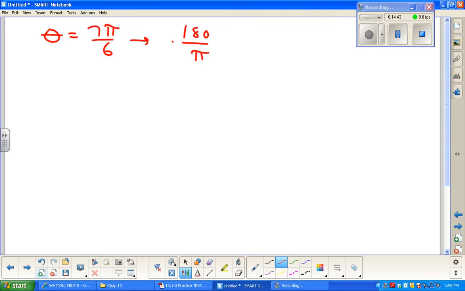Okay, and we should end up with, if we do 7 times 180, and then divide by the 6, and of course the pi's cancel out, we end up with 210 degrees. Okay, so that's the degree equivalent. Now we can go ahead and sketch the angle. Sketch just means throw it in standard position, see where it ends up.